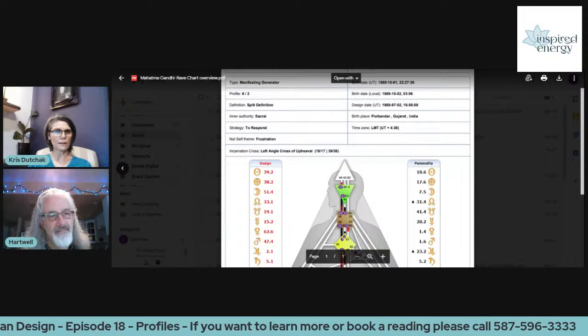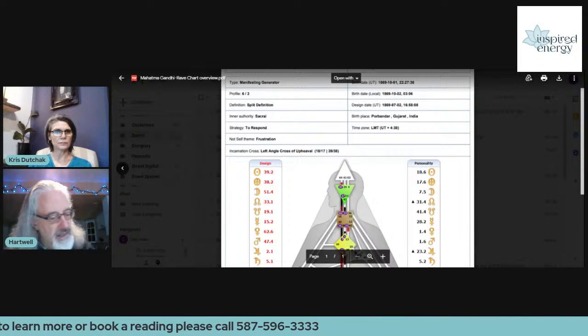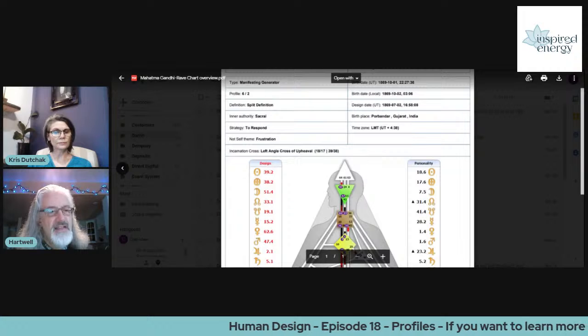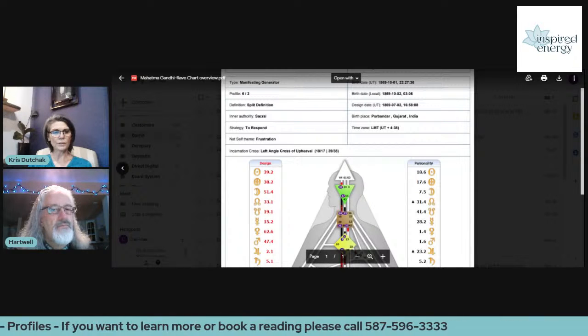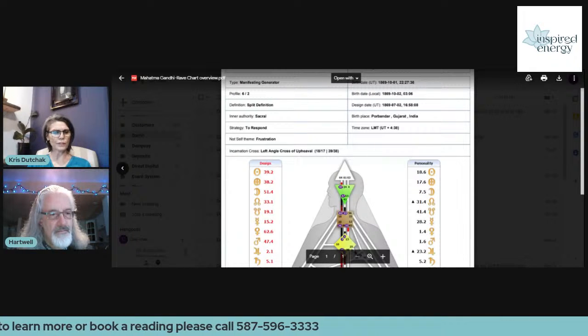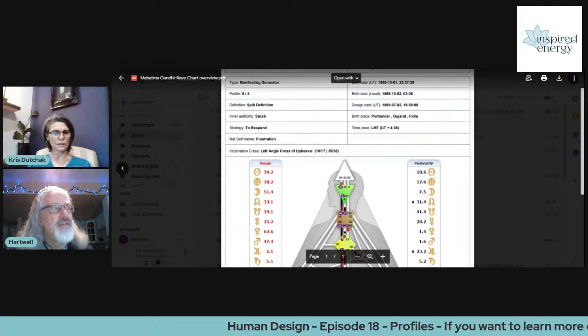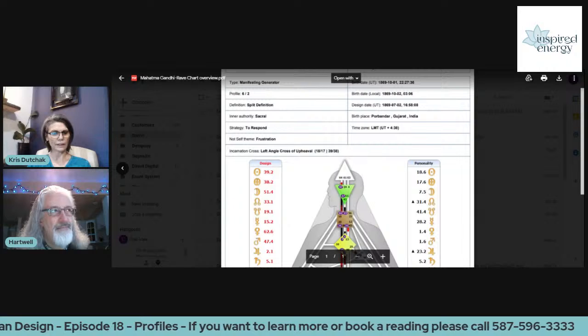So you've got your strategy and authority, and you've got your underlying purpose, which is the incarnation cross. And this is the costume that you wear, and the profile. So it's very important. So how many different kinds of profiles are there? There are 12 profiles, and each of them has its own flavor and its own sort of costume.